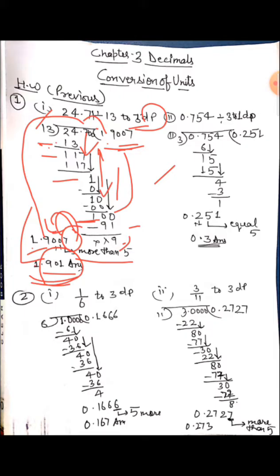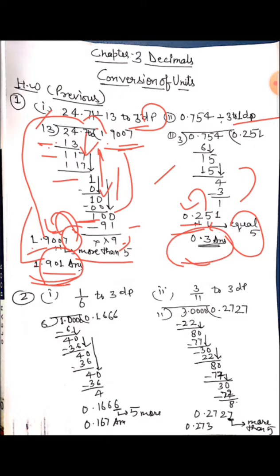Same as here, 0.754 divided by 3, to 1 decimal place. After the solution we get 0.251. Look here, the last digit is 5. The question is asking for 1 decimal place, and the first digit is 2. After 2 there is 5. 5 is equal to or more than 5, so we add one to the previous digit, which is 2. Then 2 plus 1 is 3, so the answer will be 0.3.